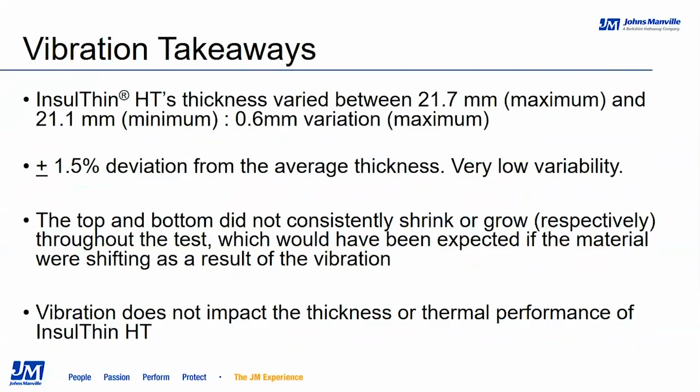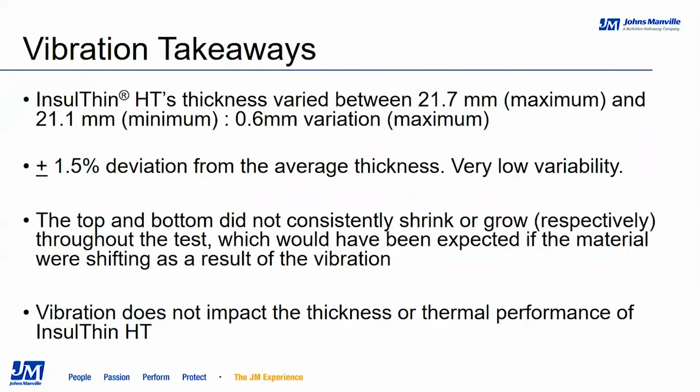So the takeaways you want to keep in mind are that the thickness varied between 21.7 millimeters as a maximum and 21.1 millimeters as a minimum. And as I said, the maximum variation throughout the entire test was only 0.6 millimeters. Now, if we compare this to the standard reference for mineral wool that I mentioned earlier, that's a plus or minus 5% variation in thickness, we find that InsulThin demonstrated plus or minus 1.5% deviation from the average thickness. This is really low variability and substantially less than the 5% variation allowed in the mineral wool specification.